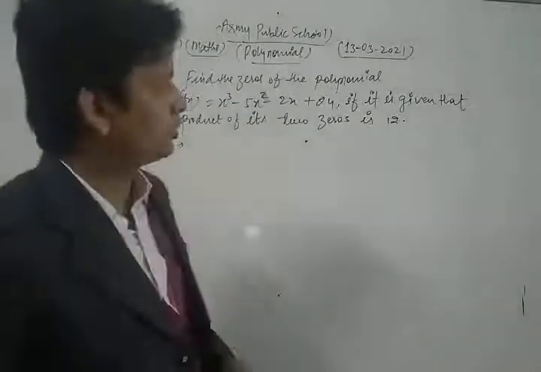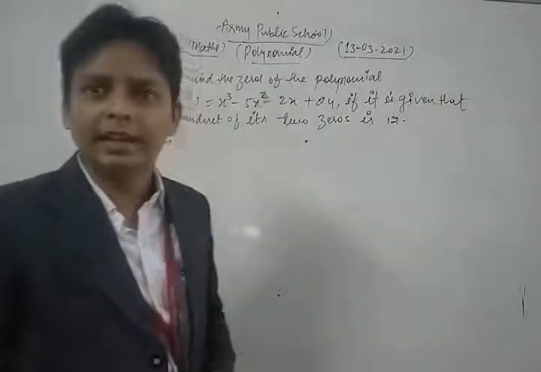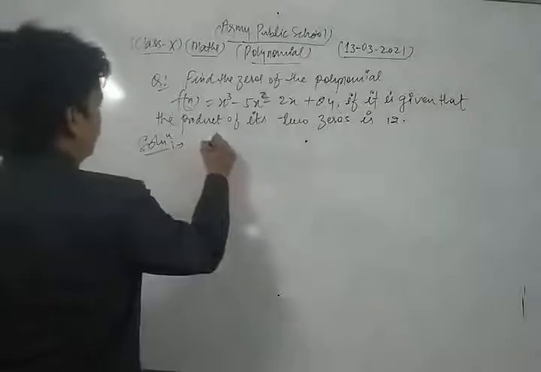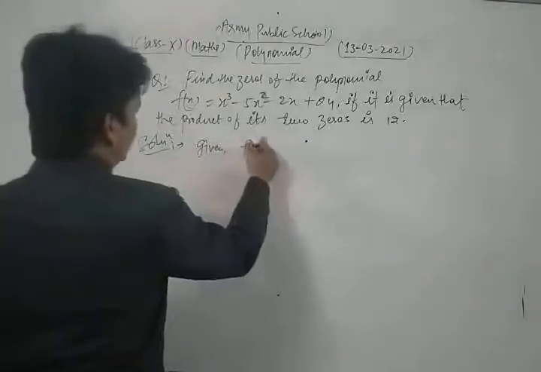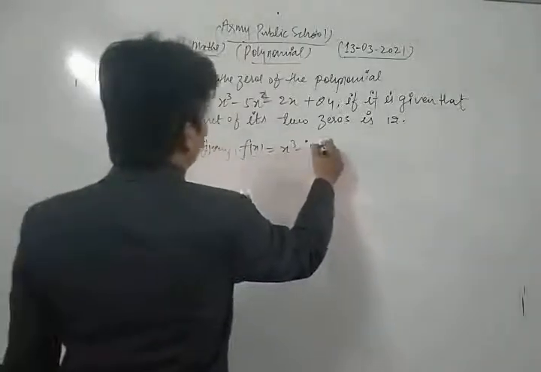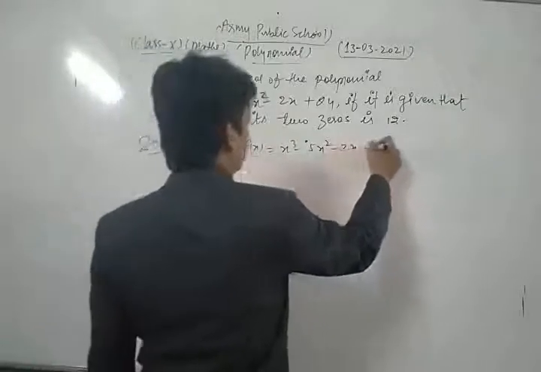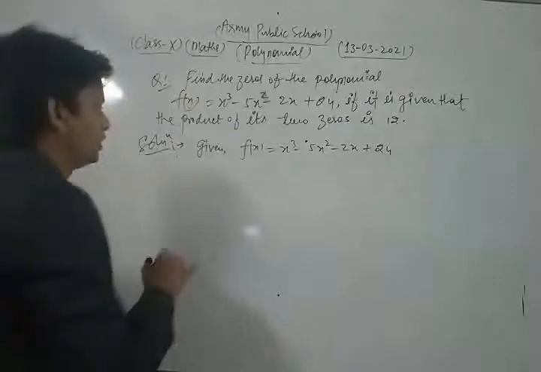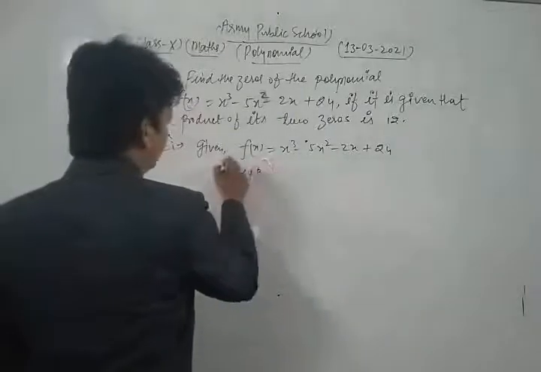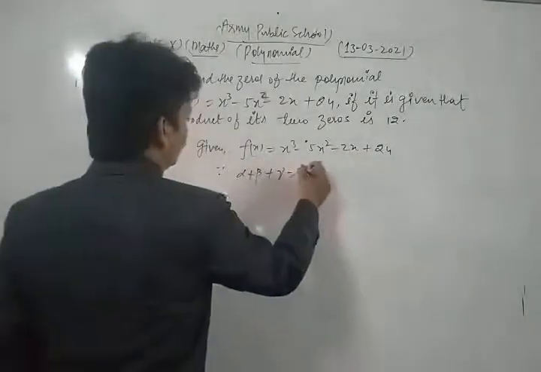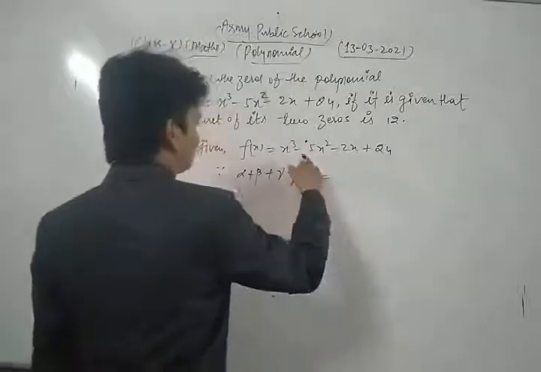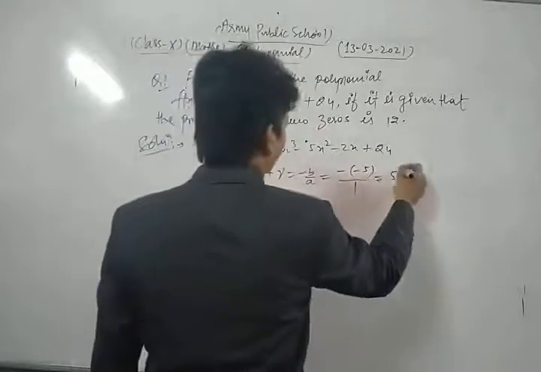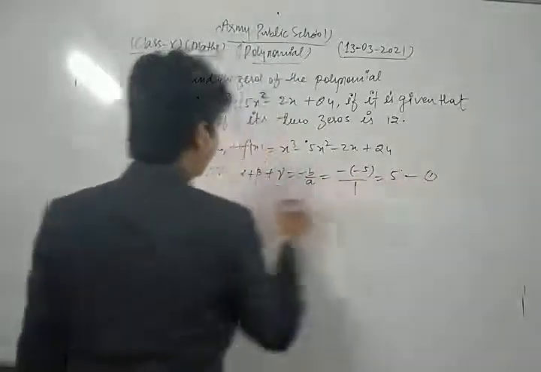Okay, here, what is the given question? In that question, find the zeros. So first of all, we write the given polynomial f of x is equal to x cube minus 5x square minus 2x plus 24. Here there are three zeros. Let alpha, beta, and gamma be the three zeros. So alpha plus beta plus gamma is equal to minus b by a. That is, minus the value of b, which is minus 5, upon the value of a, which is 1. So plus 5. Take equation number 1.